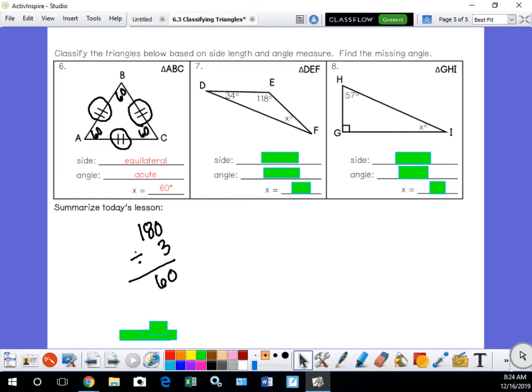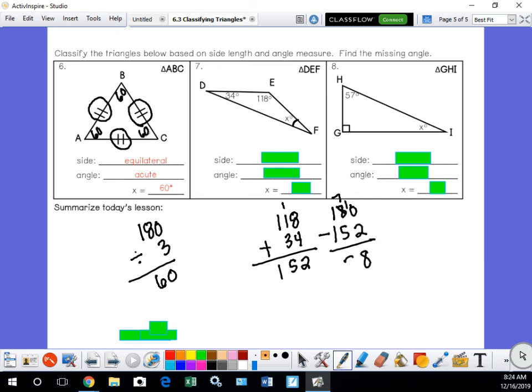Okay, for number 7, classifying this triangle based off of its side lengths. Well, let's look at this. It might be helpful to find our missing angle first. All right, so we've got 118 plus 34 is going to give us 152. So we take their combined total and subtract it from 180. So that gives us 28 for this missing one.